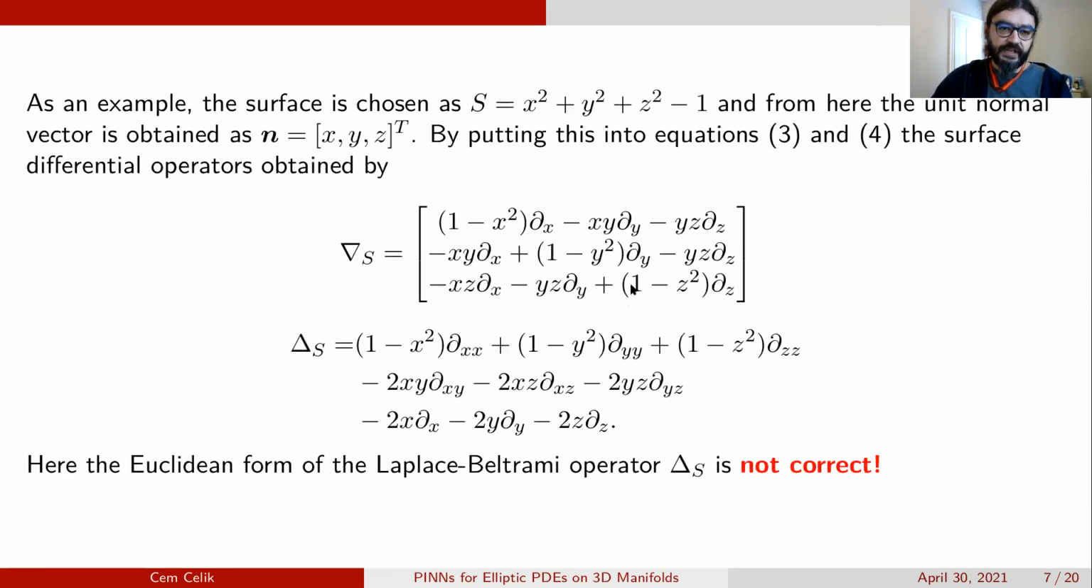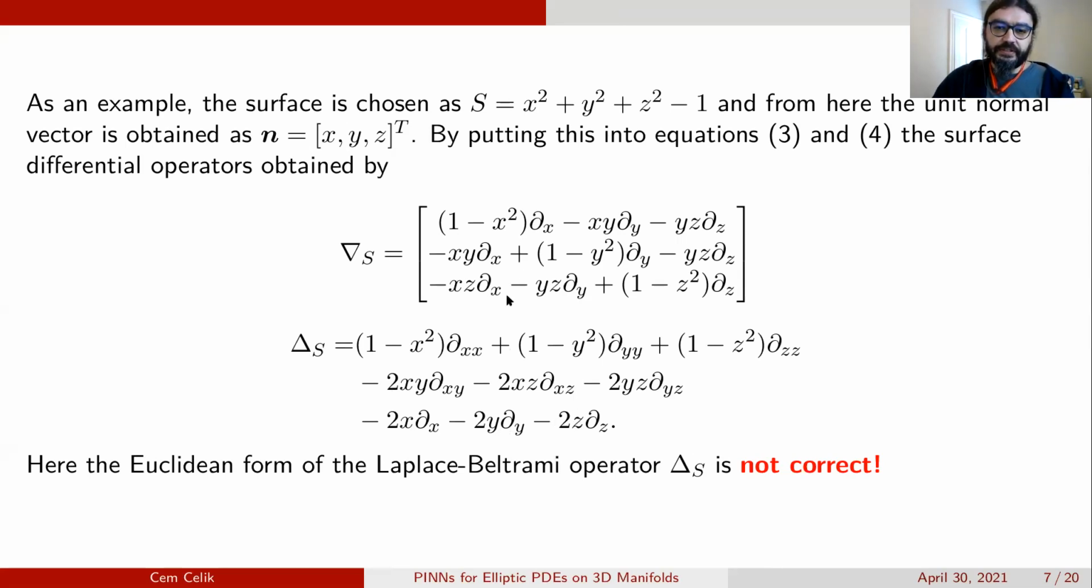Then they give an example. They choose the unit sphere as a surface, and on this unit sphere we have an easy normal vector for any point. They give the results for the surface gradient in that form, and for the Laplace-Beltrami operator in that form. The result for the surface gradient operator is correct, but the result for the surface Laplacian is not correct.